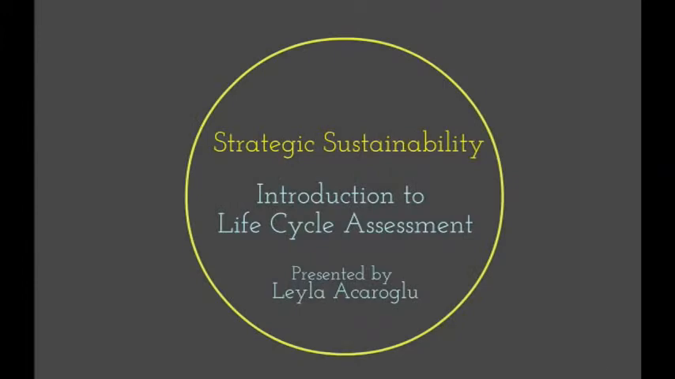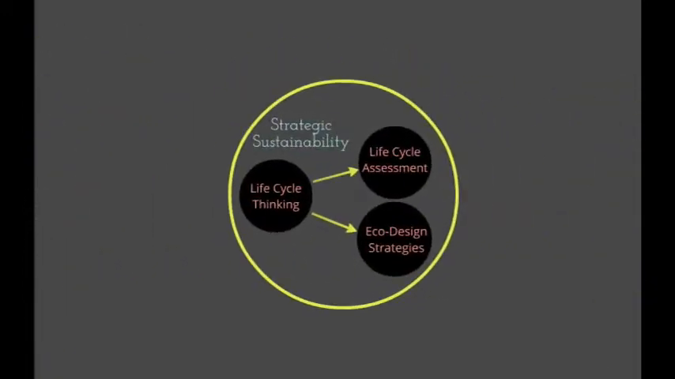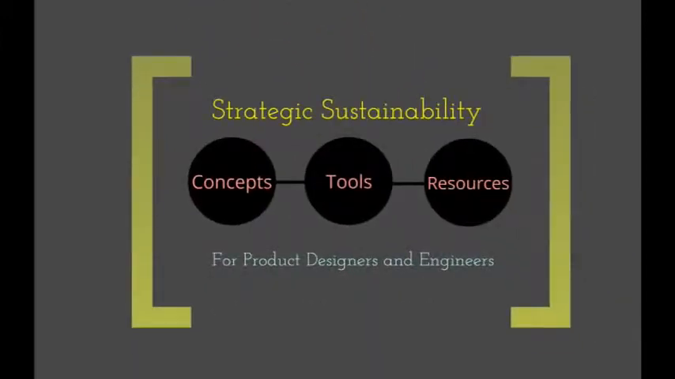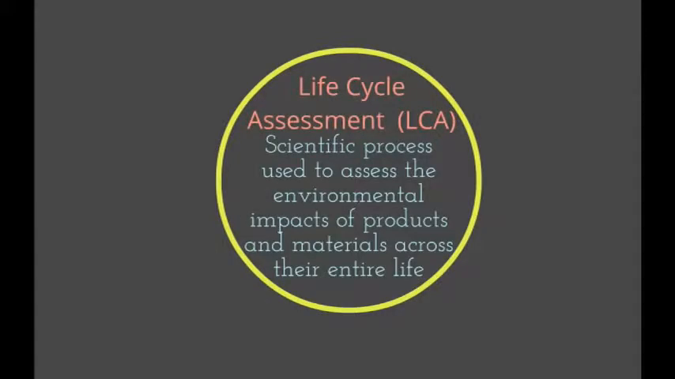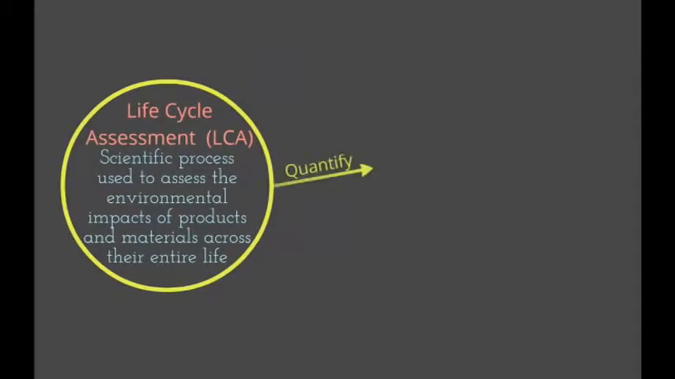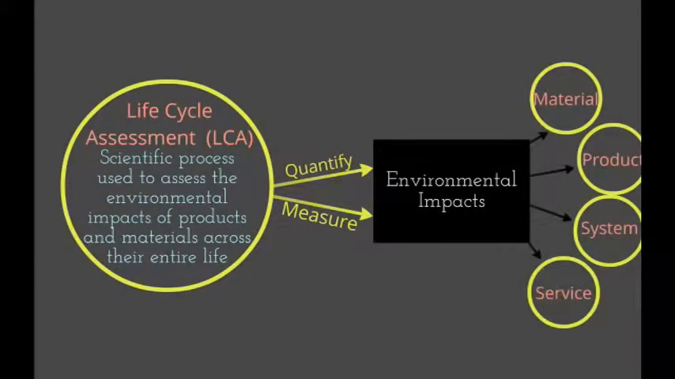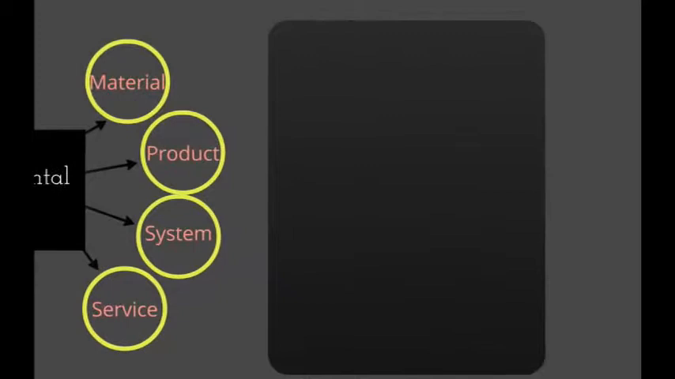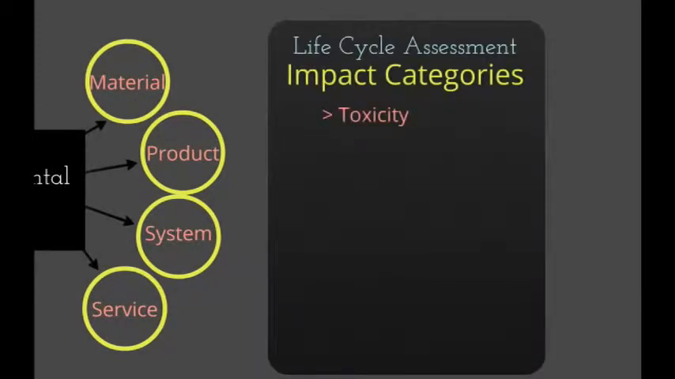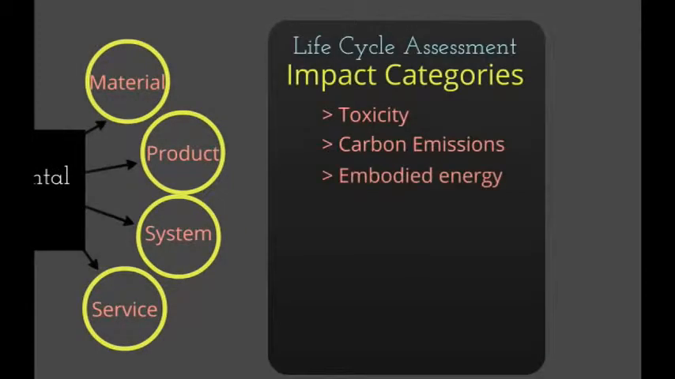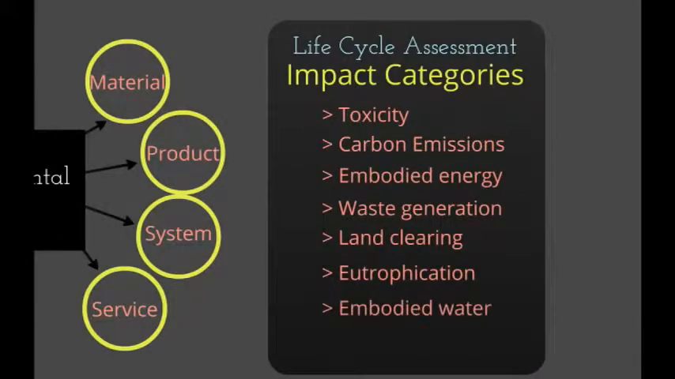Hi again, Layla Darlu here. I'm going to run through an overview of what life cycle assessment is and how it's used in strategic sustainability decision making by designers and engineers. Life cycle assessment is a scientific process used to quantify and measure the environmental impacts of a material, product, system or service. It's done across a variety of impact categories such as toxicity to human health, CO2 impacts, embodied energy, waste, land clearing, eutrophication, and embodied water, just to name a few.